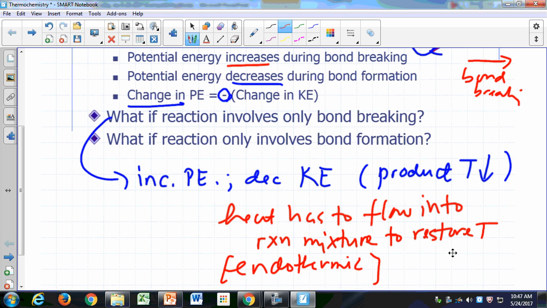So we can expect that if a reaction only involves bond breaking, then this reaction has to be endothermic. Similarly, you can make the argument that if the reaction involves only bond formation, then that reaction is going to be an exothermic reaction. In general, reactions, of course, involve bond breaking and bond formation. So it depends on how much energy is needed to break the bond and how much energy is released to form the bond to determine overall whether the reaction is going to be endothermic or exothermic.